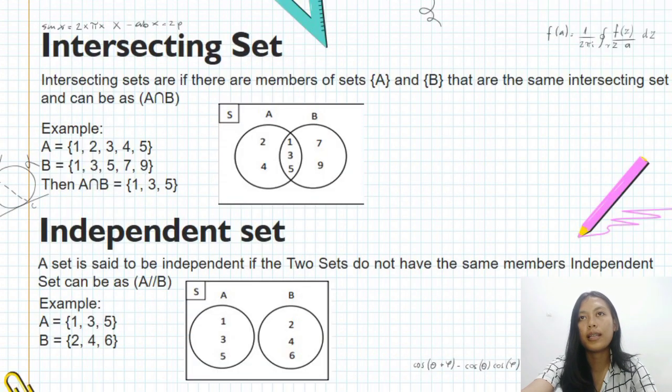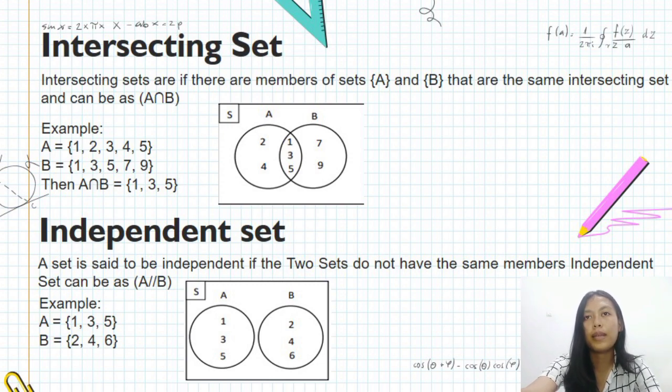Next we have intersecting sets. Sets A and B are intersecting if there are members of A and B that are the same, and the intersection can be written as A cap B. For example, we have A equals {1, 2, 3, 4, 5} and B equals {1, 3, 5, 7, 9}. Then A cap B equals {1, 3, 5}.